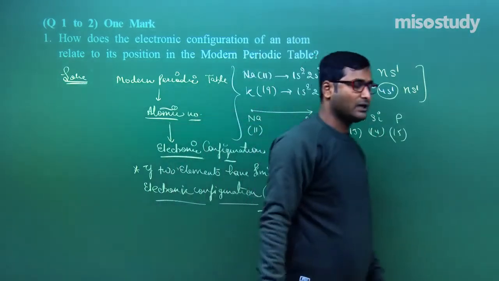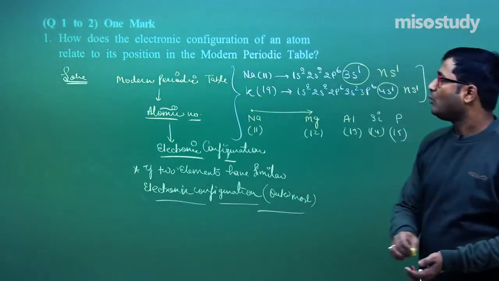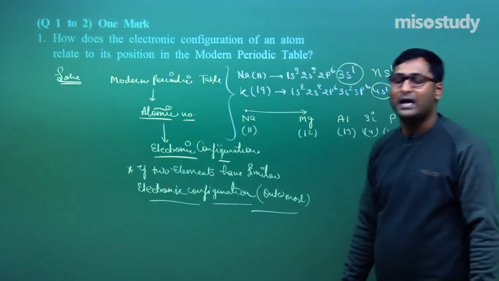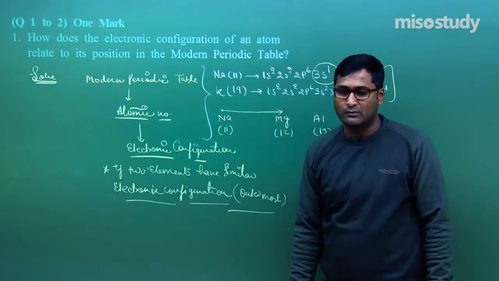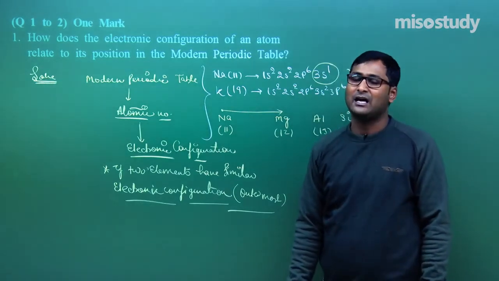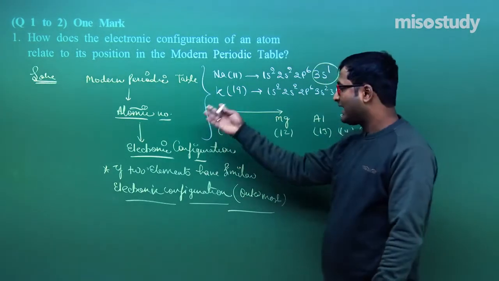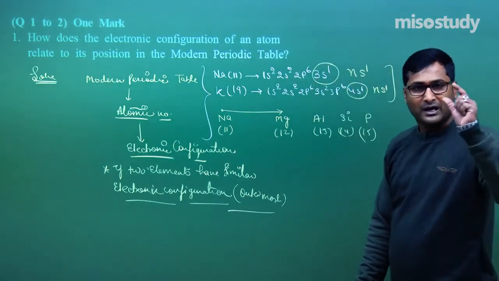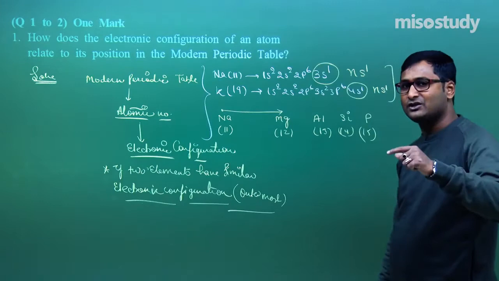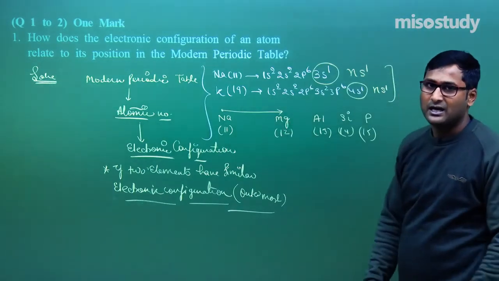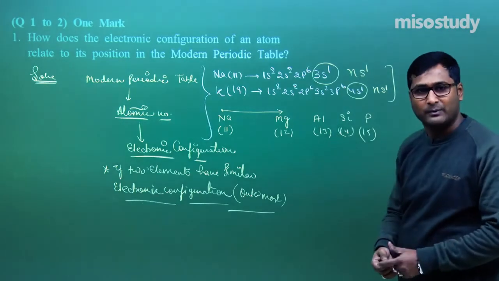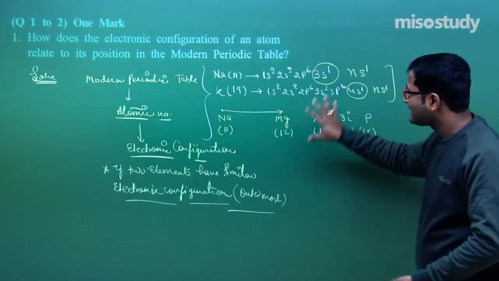So what we can say, as the complete explanation, is that if two or more atoms or elements have the same outermost electronic configuration, then they are grouped together. And this modern periodic table is completely based on atomic number, and it mostly arranges the atoms or elements in increasing order of atomic number. Clear to you? This is just the explanation.